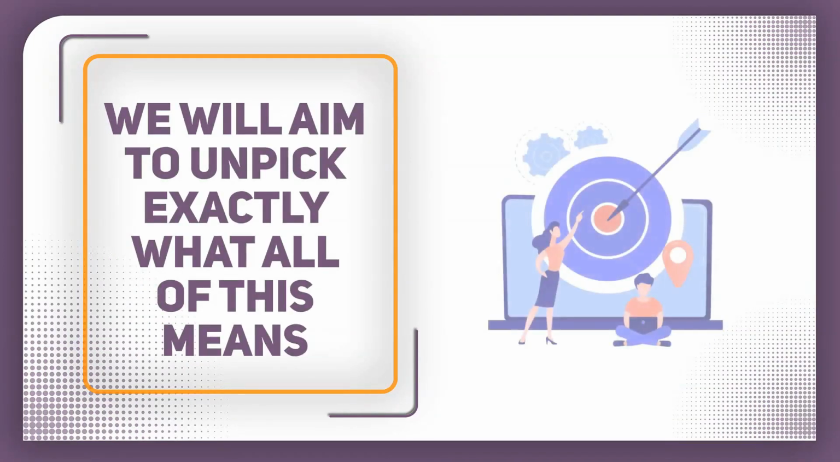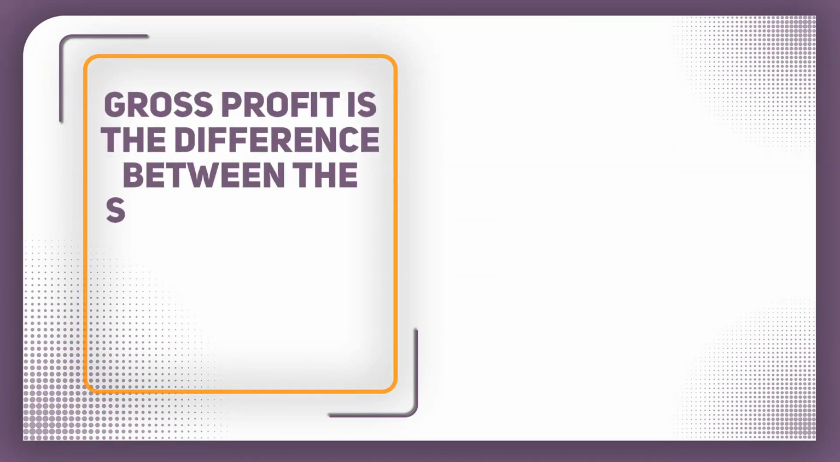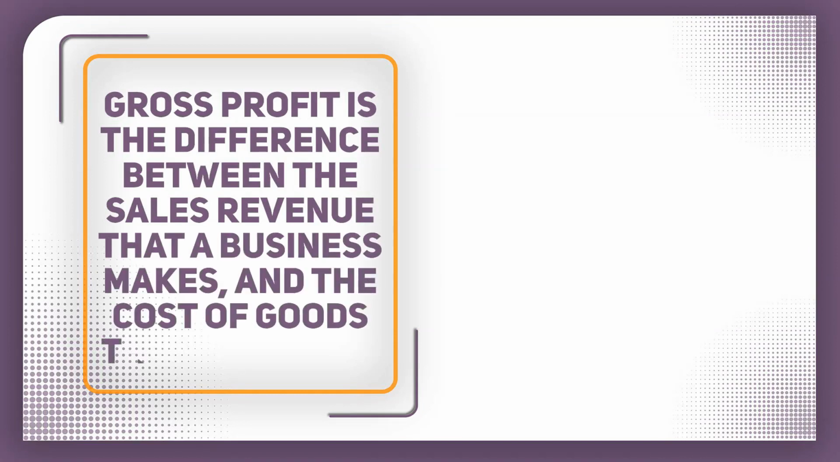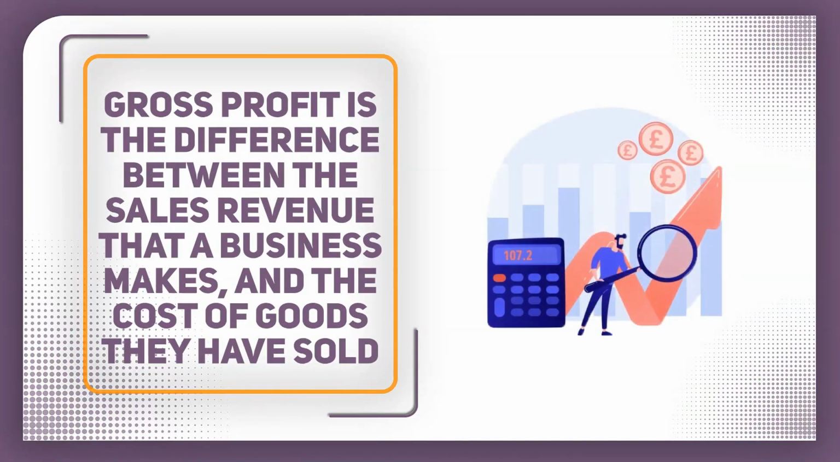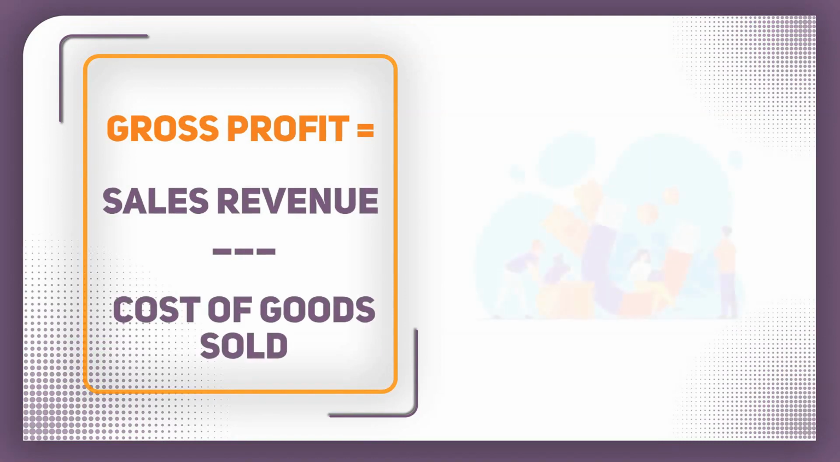But before we can calculate the gross profit margin, we must first know what the gross profit is. As a reminder, gross profit is the difference between the sales revenue that a business makes and the cost of the goods that they have sold. So gross profit can be calculated as follows. Gross profit equals sales revenue minus costs of goods sold.